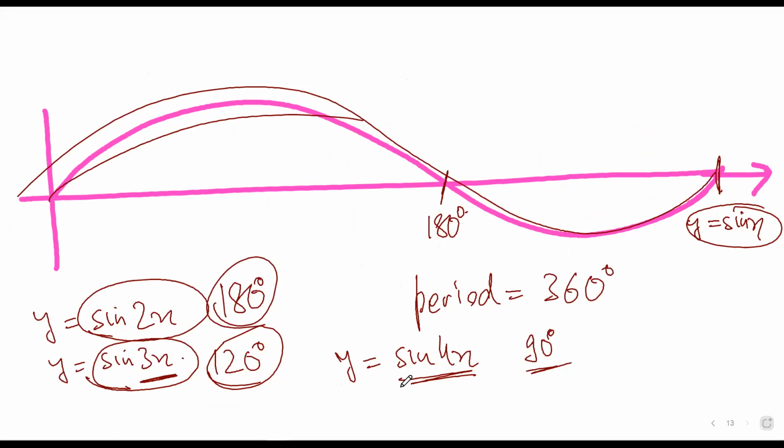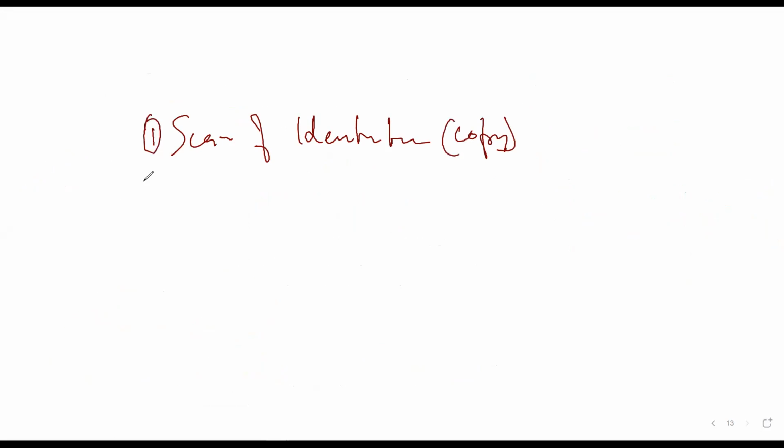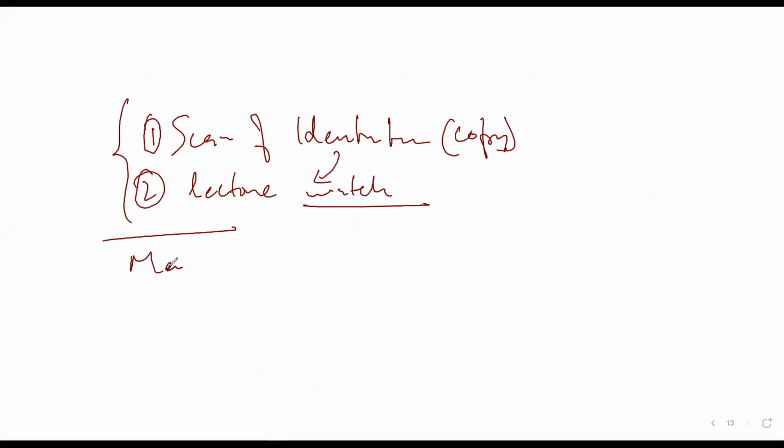What I'll do now is I'll send you the scan of identities. You will have to copy that. That is the first thing. The second thing that you'll have to do is I'll be sending a lecture related to these identities. You'll have to watch that. So this is your weekend homework, and we'll meet on Monday at 11. Okay. Let's meet on Monday.